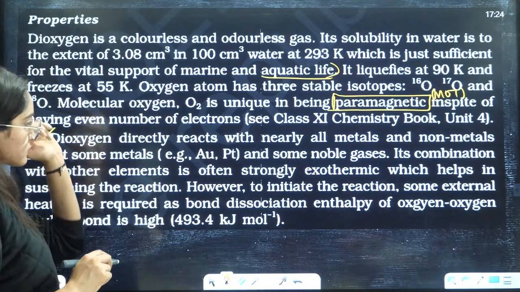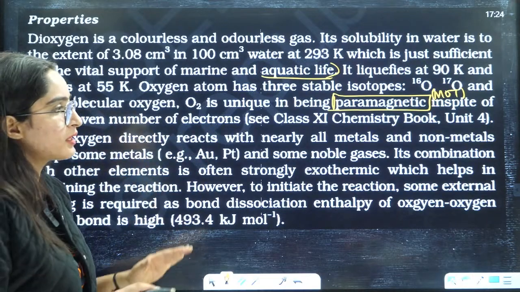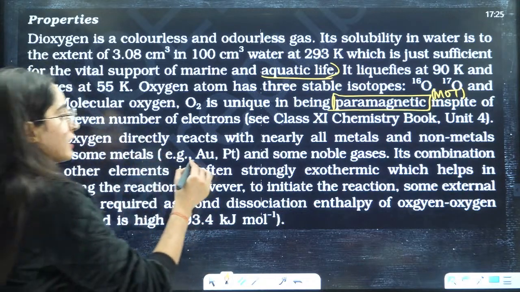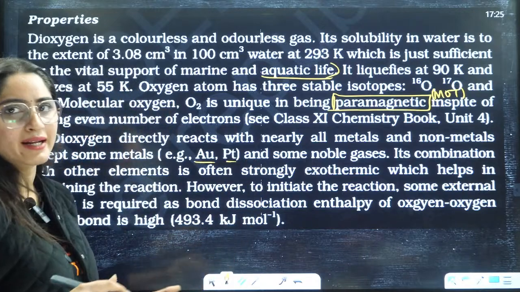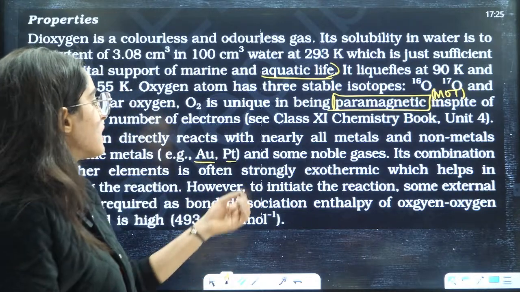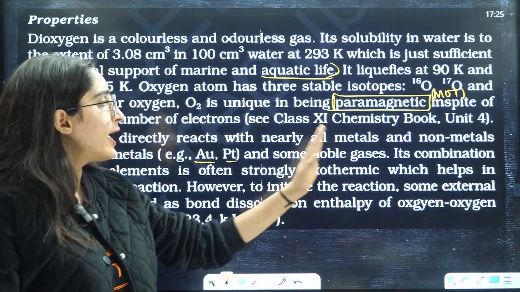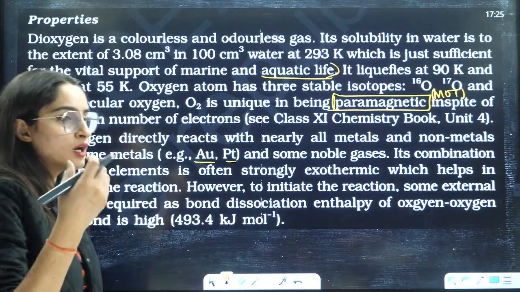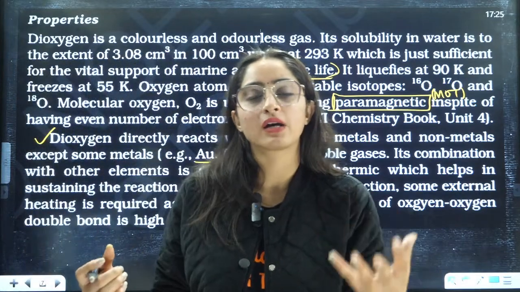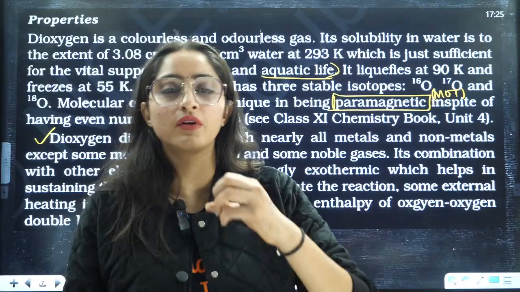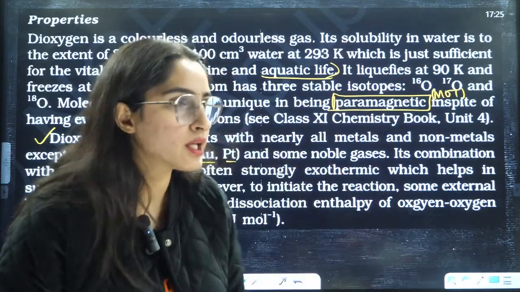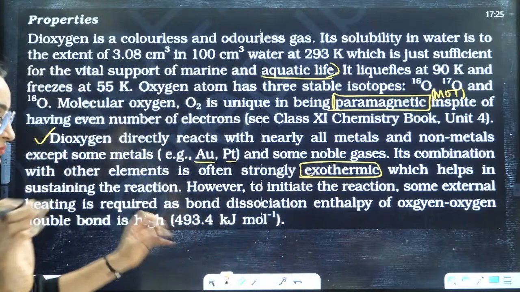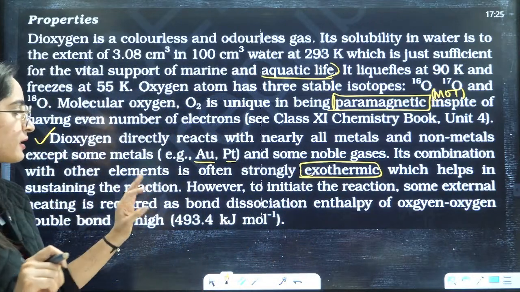Now, dioxygen directly reacts with nearly all metals and non-metals except some metals, like gold and platinum, right? That's why they are so famous. Also some noble gases. Its combination with other elements is often strongly exothermic. We know that, for example, with carbon, the reaction with oxygen will give us heat, right? So basically it is usually exothermic in nature, which helps in sustaining the reaction.